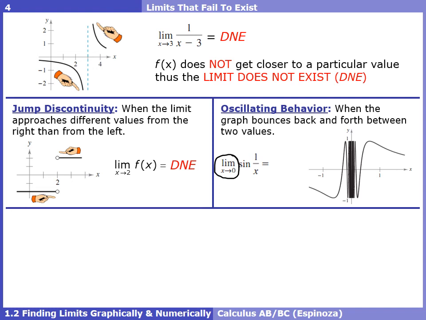And that's why it's called oscillating. When the graph bounces back and forth between two different values, up and down, -1 to 1, -1 to 1, since that pattern doesn't correspond to just one particular x value, we would say the limit as x approaches 0 again is DNE. If we're not approaching a particular value, we just say the limit does not exist.